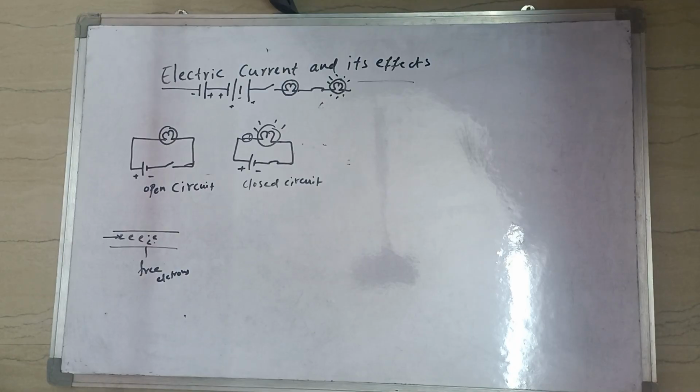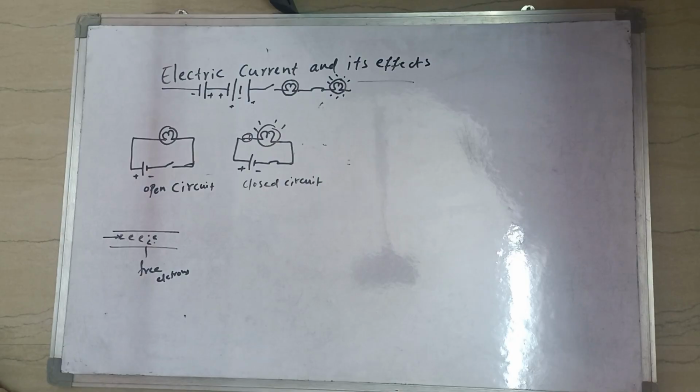The materials which do not conduct electricity are called non-conductors. Examples: wood, cement, glass. Conductors: copper, silver, iron. Now we will study the effects of electric current. What are the effects actually?